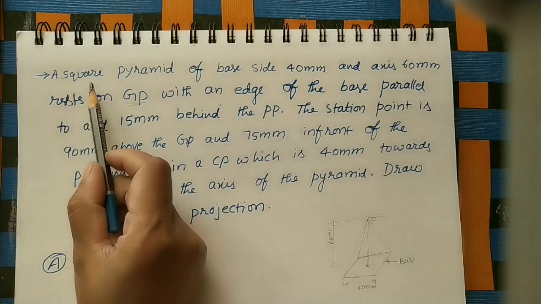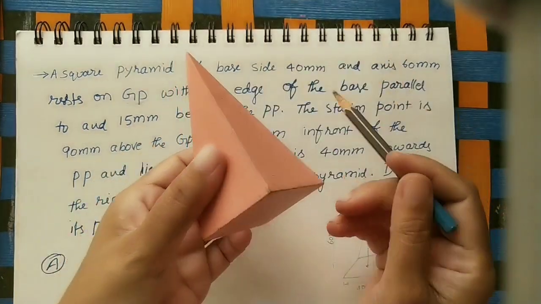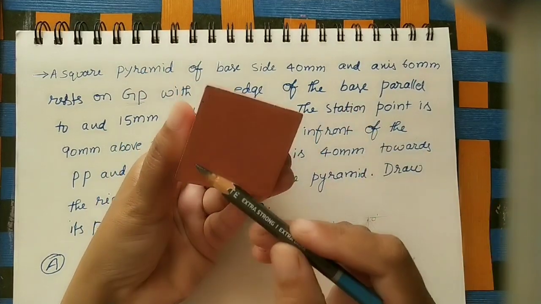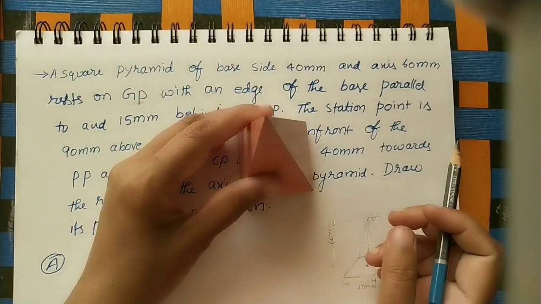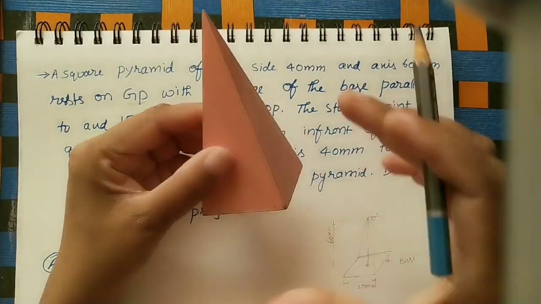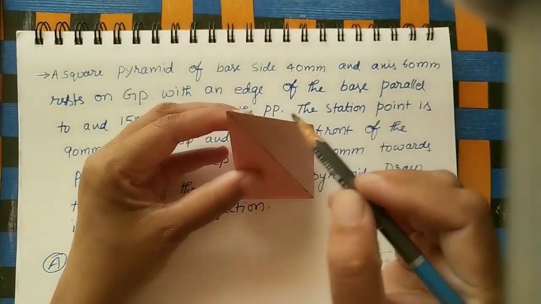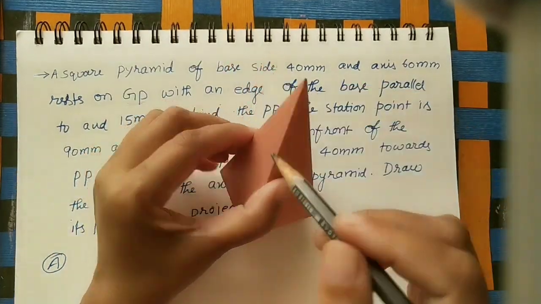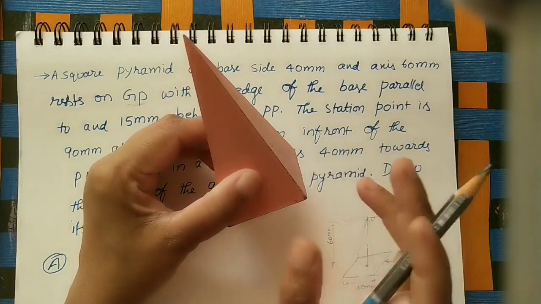Here one solid has been given, a square pyramid. Square pyramid means it has one base, which is a square. All four sides have equal length, and it has an apex. This has some height. This base and this apex are connected with the help of slant edges. So this is a square pyramid. We need to draw the perspective view of this square pyramid.